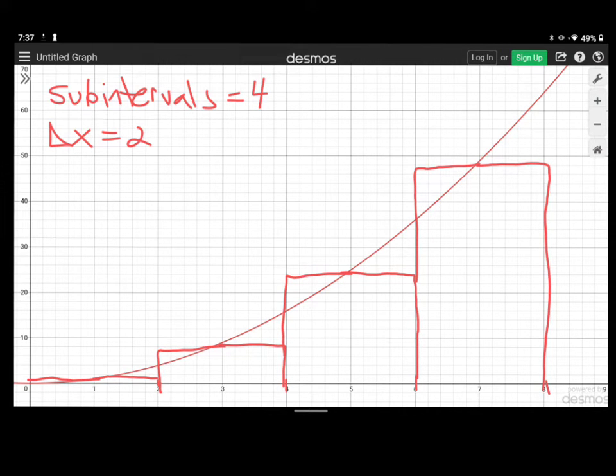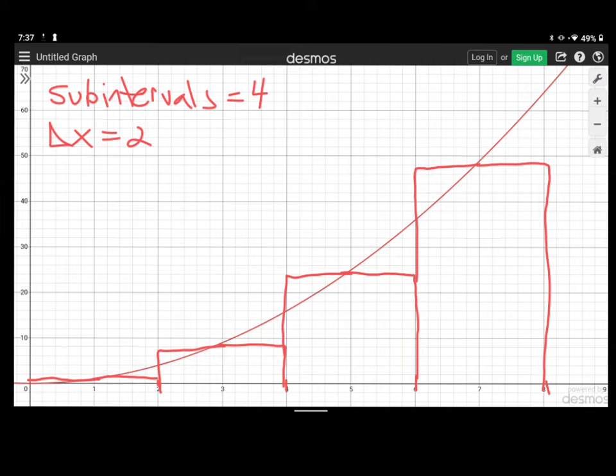Okay, so again, we're trying to estimate this area under the curve. We're getting better, closer and more accurate to what it really would be, but we're still off. Again, it's still pretty easy to see that these areas are not equal. So let's go to another step.